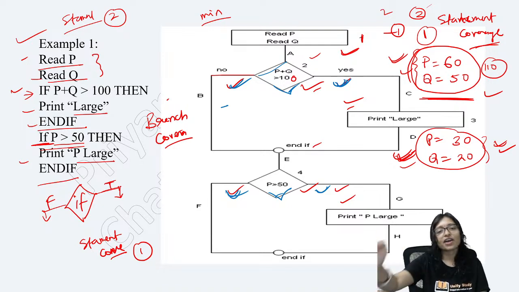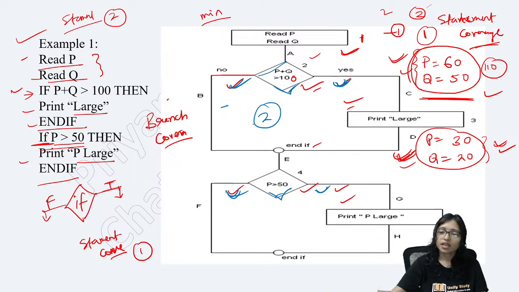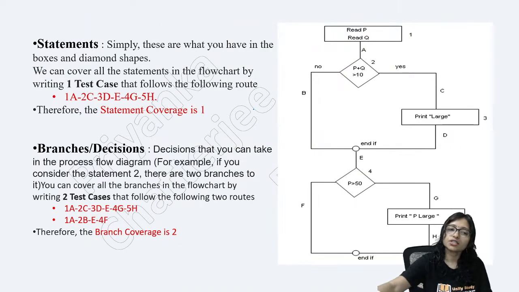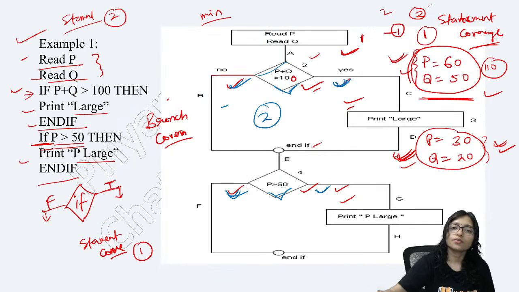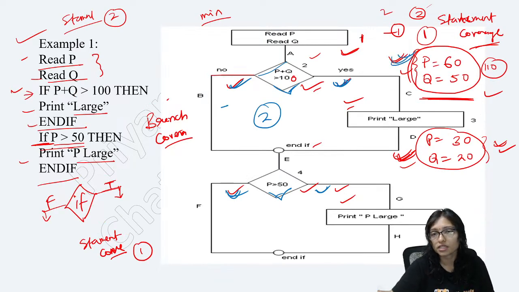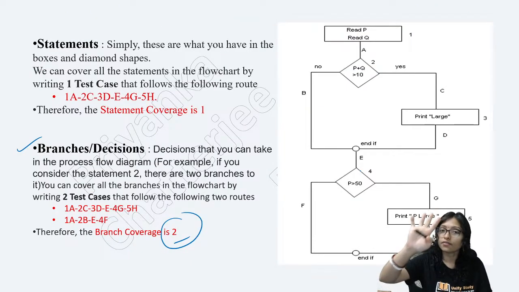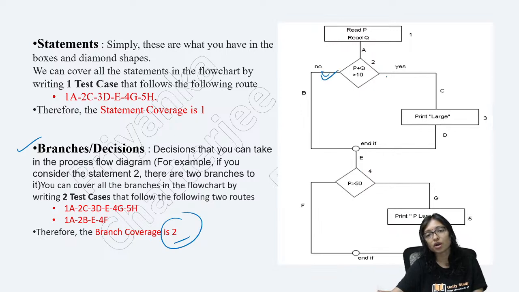Pakka. I am telling you it's 2, your branch coverage is 2 only. Branch coverage is 2 only. Because why? It's not 4. With the same test cases, I can cover this branch and this branch. Our target is to cover this branch also and this branch also, right?